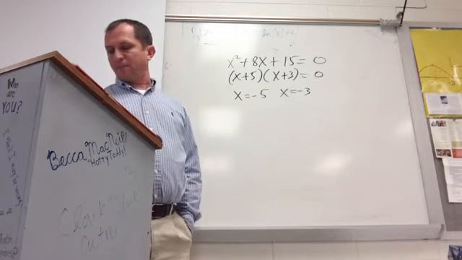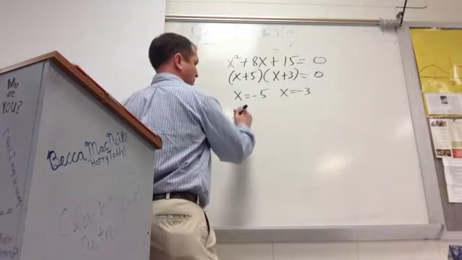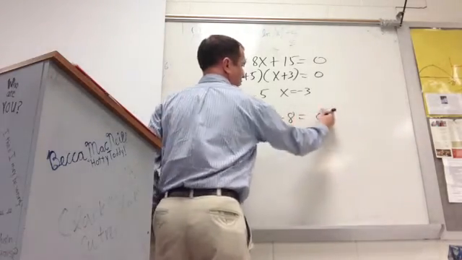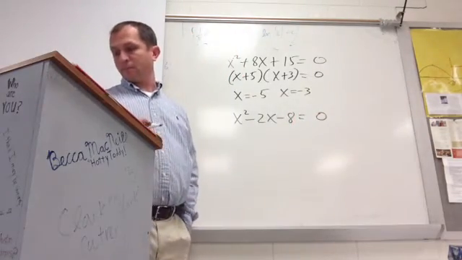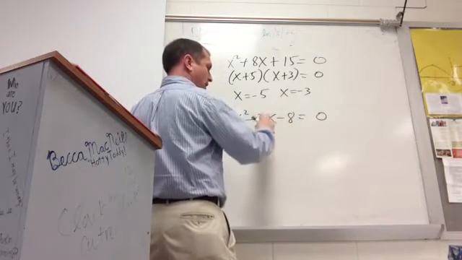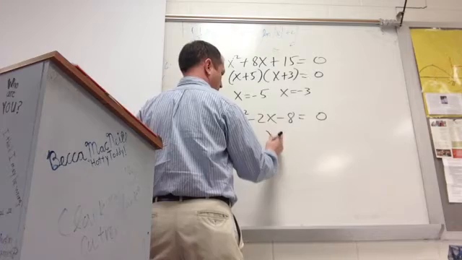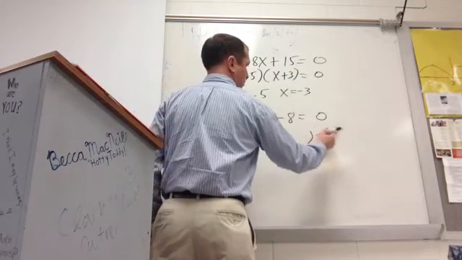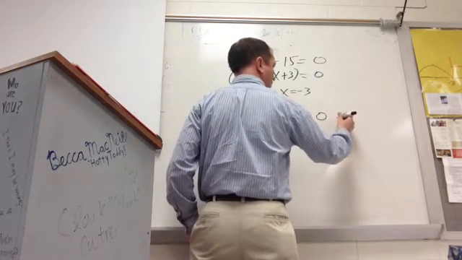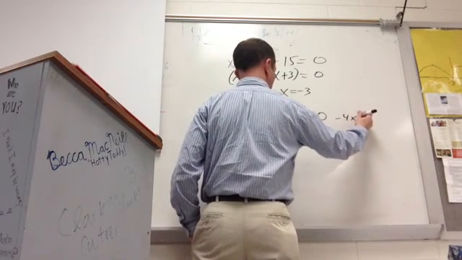Next example. x squared minus 2x minus 8 equals 0. Two things that would multiply to give you negative 8, but add to give you negative 2. Well, 8 has several factors with it, but let's see what they would be. You would have negative 4 and 2.